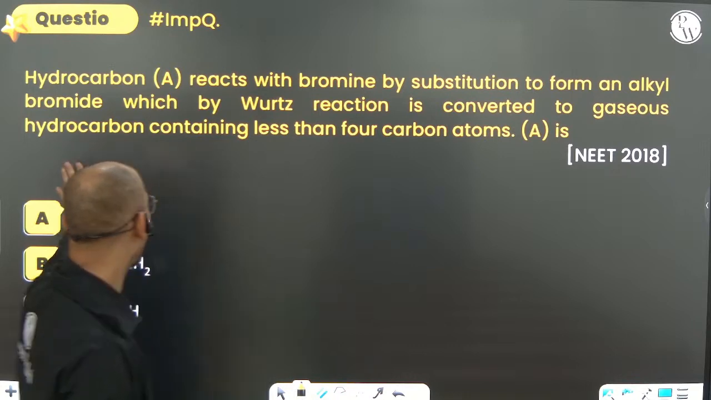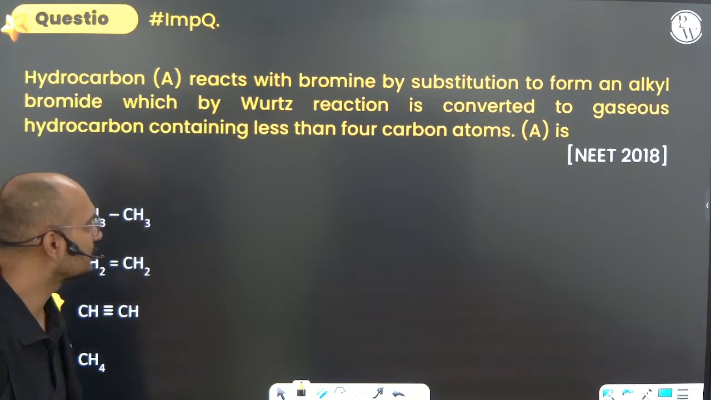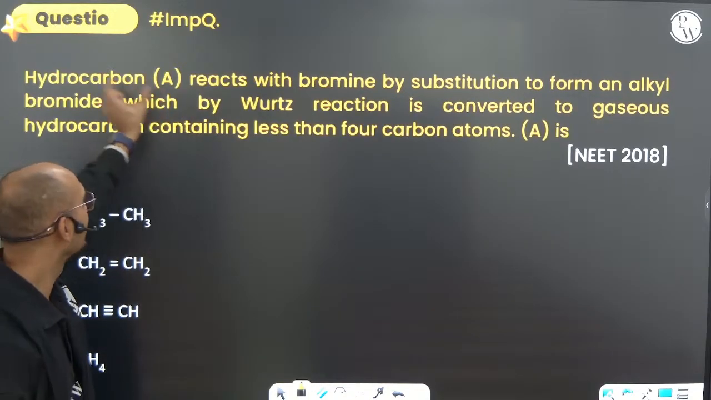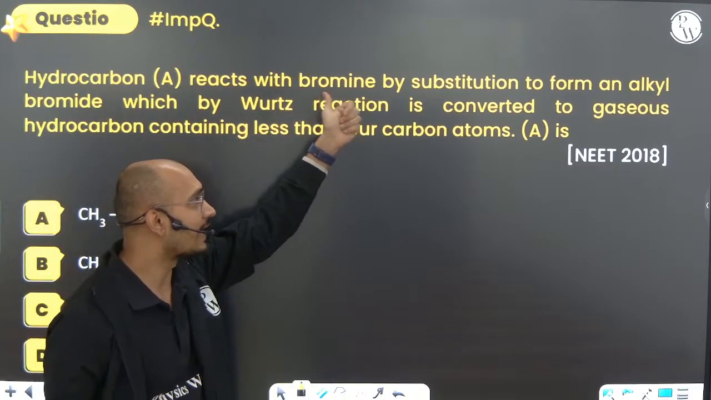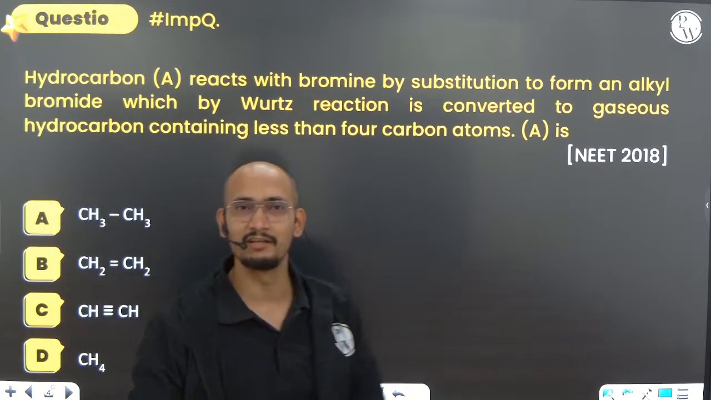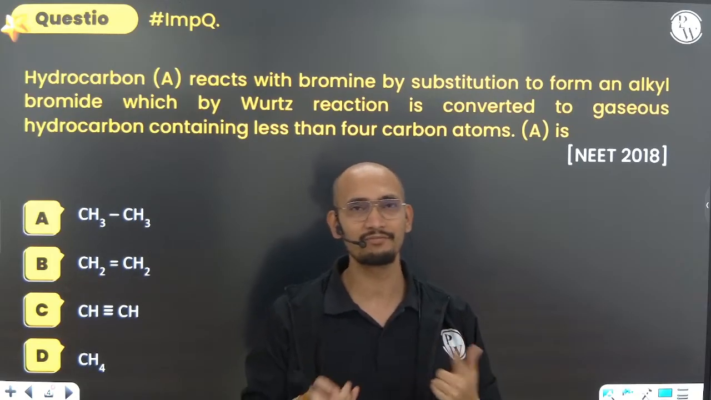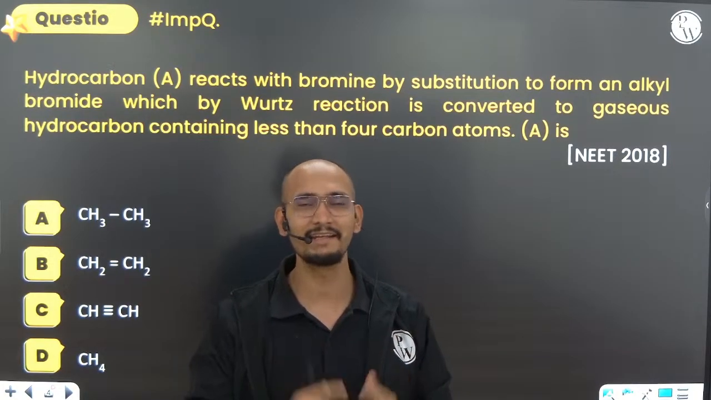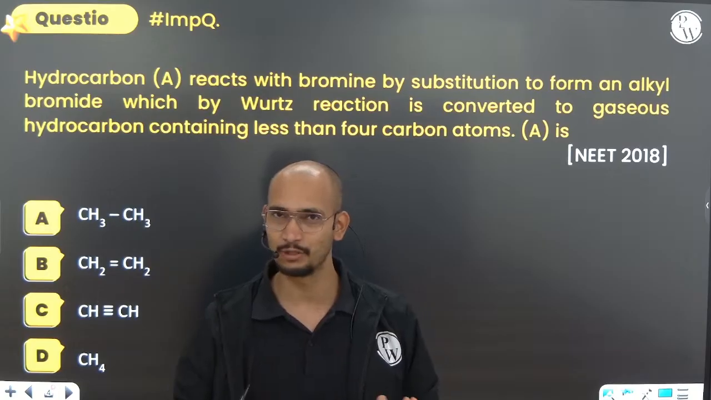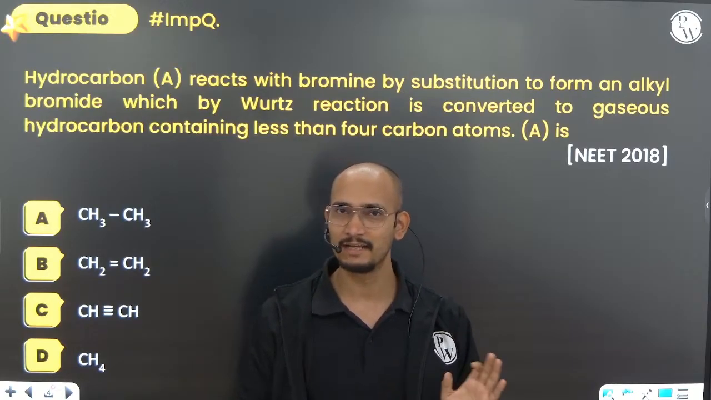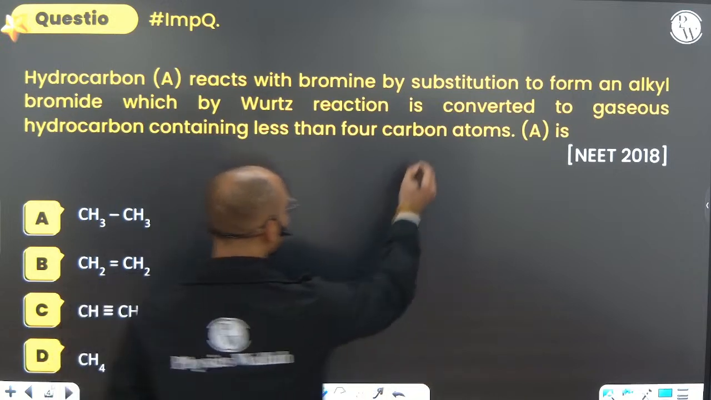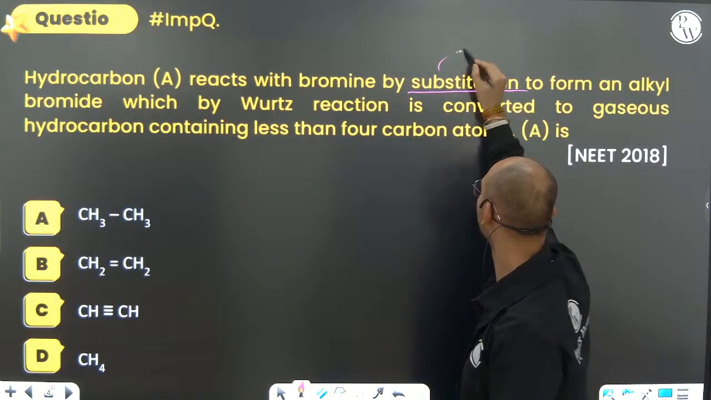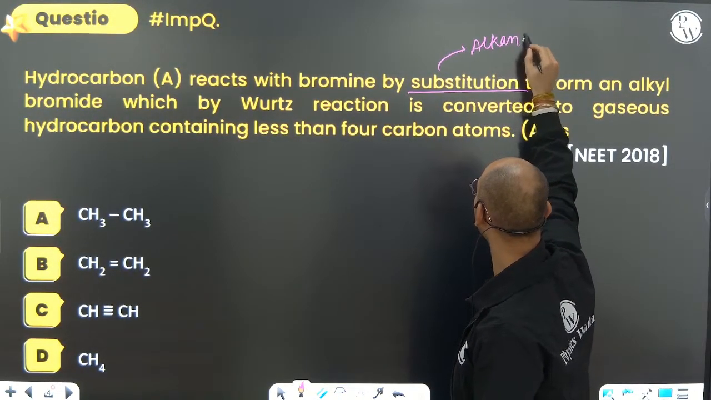Let's begin. Hydrocarbon A reacts with bromine by substitution to form an alkyl bromide. First of all, you can see there is a hydrocarbon reacting with bromine, and that too with substitution, not by addition. So you have to understand which hydrocarbon gives a substitution reaction. Alkanes give substitution reaction, while alkene and alkyne give the addition reaction. So it is not the alkene or alkyne. It is alkane, because it is by substitution.